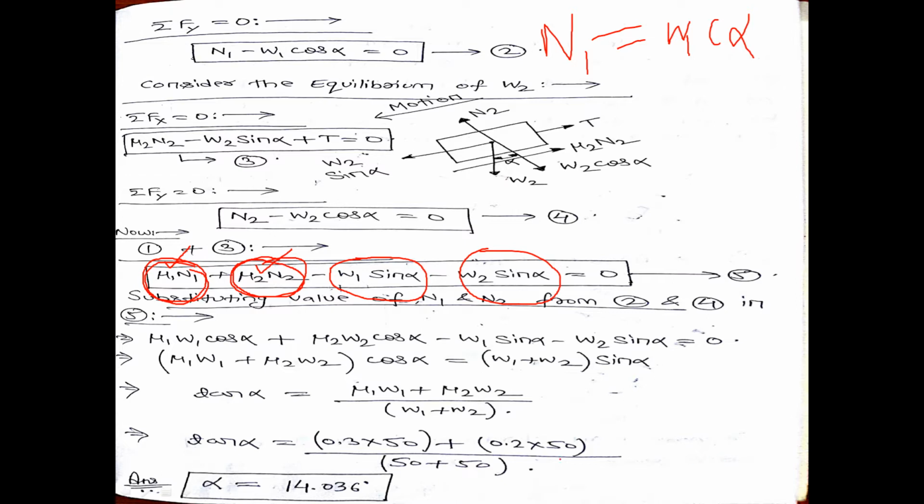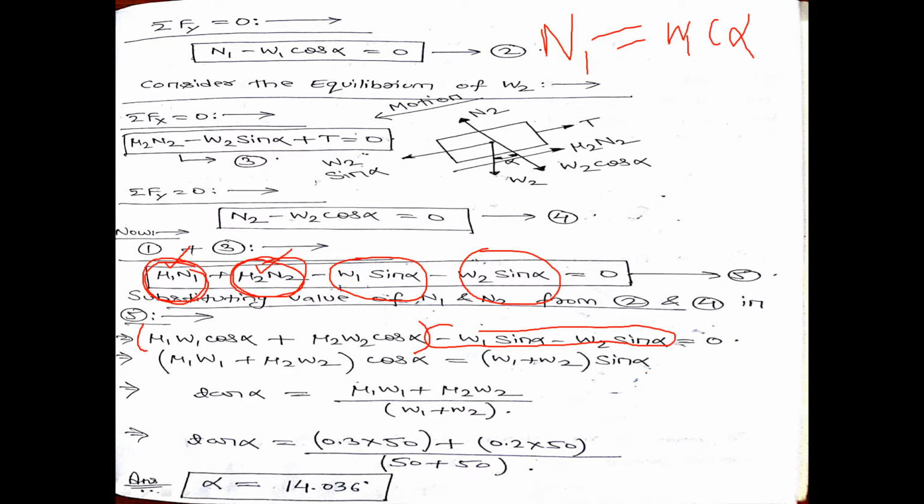So from this particular expression, I can take cos alpha common. If you take cos alpha common, the resulting equation becomes mu1 w1 plus mu2 w2, and this particular term I can take to the right hand side. Then your equation will be w1 sin alpha plus w2 sin alpha. You can take sin alpha common. Finally it will become w1 plus w2 into sin alpha.